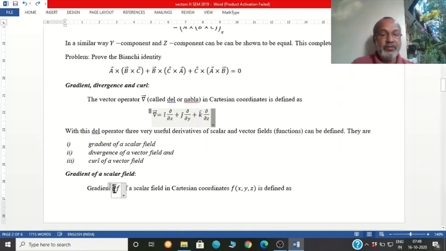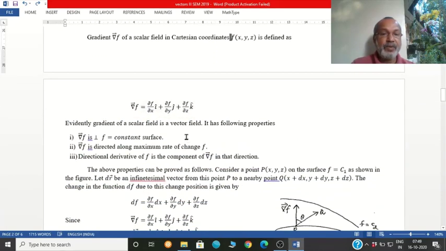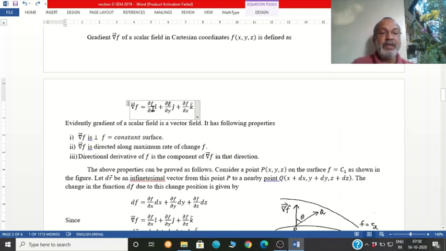So this gradient of a function of x, y, z is defined as this del operating on f, the function. So that will be ∂f/∂x i cap plus ∂f/∂y j cap plus ∂f/∂z k cap. Since this f is a function of x, y, z, this ∂f/∂x is also a function of x, y, z. So del f or gradient of f is also a vector function or a vector field.